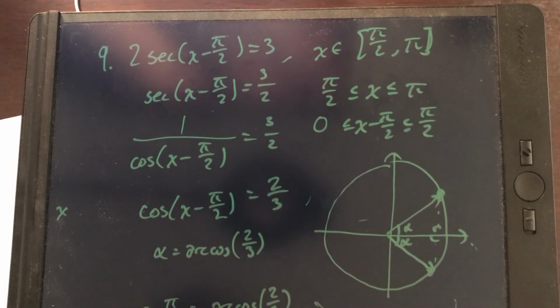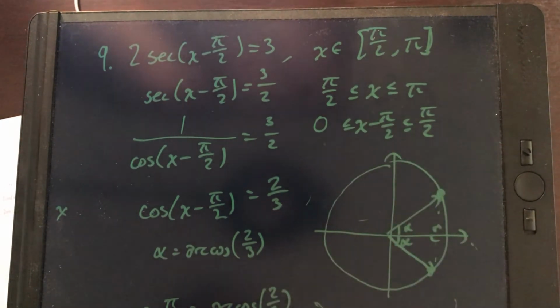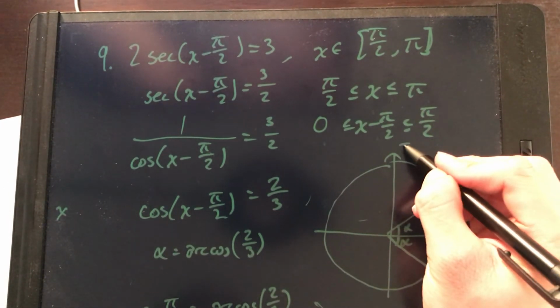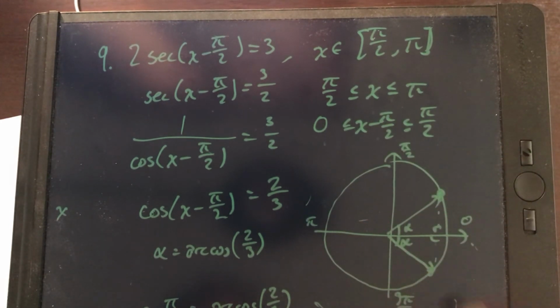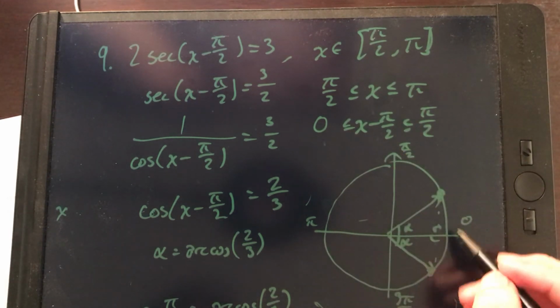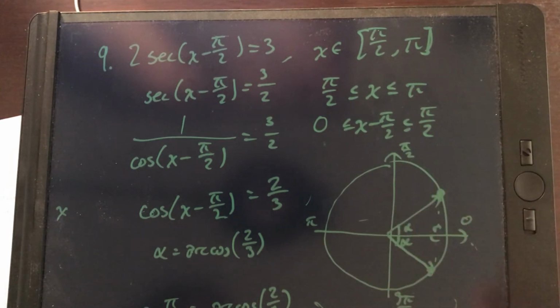Why are there no more solutions? Because I'm only between 0 and pi over 2. This is my 0, pi over 2, pi, 3 pi over 2, and so on. Between 0 and pi over 2, this is all I'm looking at. This is maybe my search space, if you like. So that's my solution. x minus pi over 2 equals inverse cosine 2/3. And x is equal to pi over 2 plus inverse cosine 2/3.